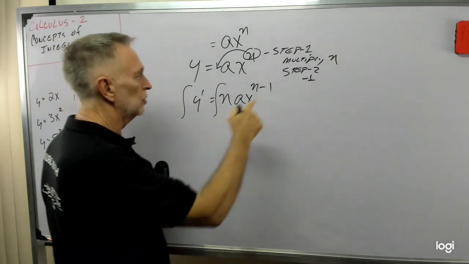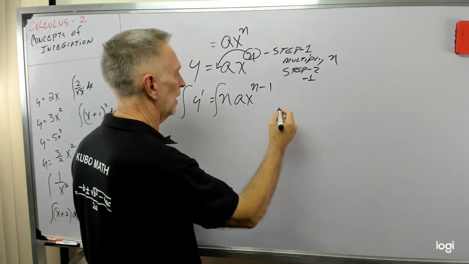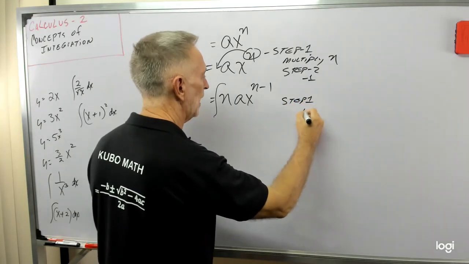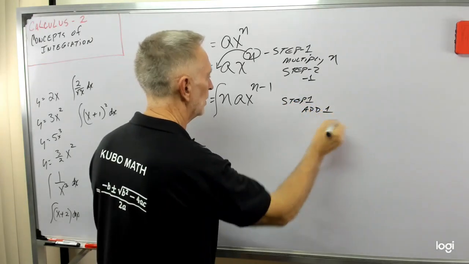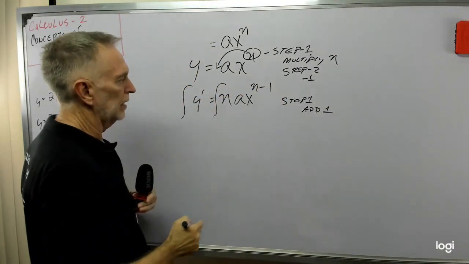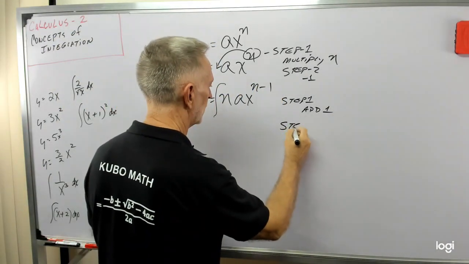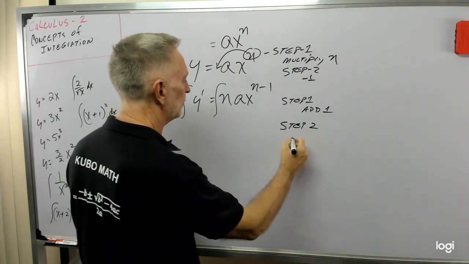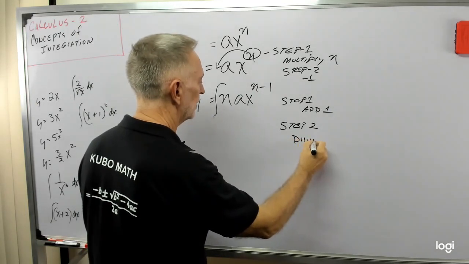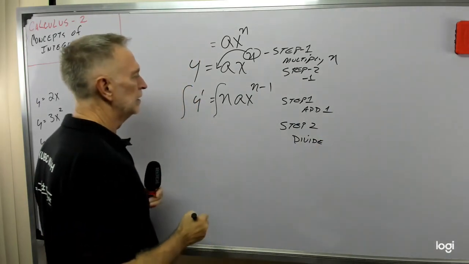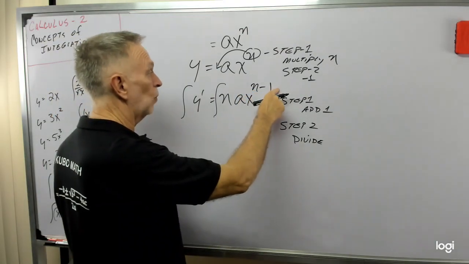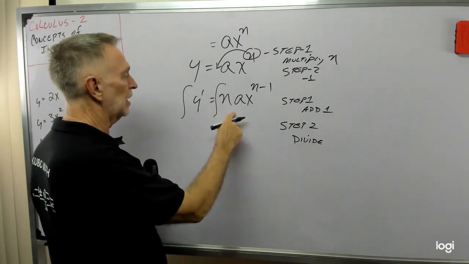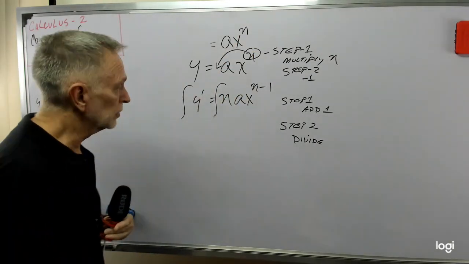Integration, you're going to do just the opposite of that. Step 1, I want to add 1. So I'll be adding 1 to that. Step 2, whatever I've added, I'm going to divide by that. So if I say n minus 1 plus 1 comes back to n, I'll divide by n. The n's cancel and I end up with my original function.